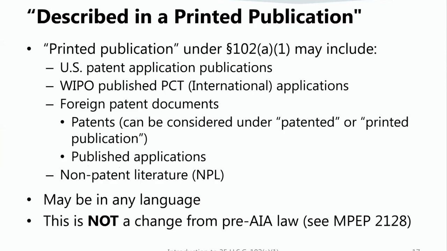The category described in a printed publication covers almost every other kind of printed document. Included within the term printed publication are patent applications that are published here in the United States, also known as pre-grant publications or PG-Pub documents. International applications, also known as PCT or Patent Cooperation Treaty applications, that have been published by the World Intellectual Property Organization or WIPO, and any foreign patent applications that have been published. In addition to these, there is a group of documents that we generally refer to as non-patent literature. As its name implies, it refers to pretty much any literature that is not a patent or a published patent application. Printed publications don't have to be in English.